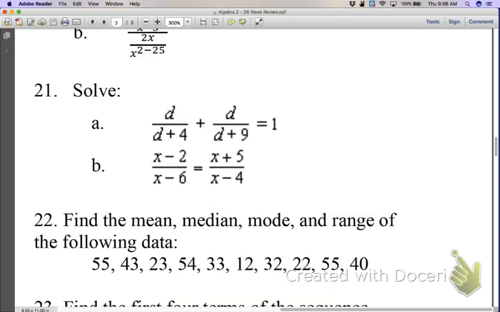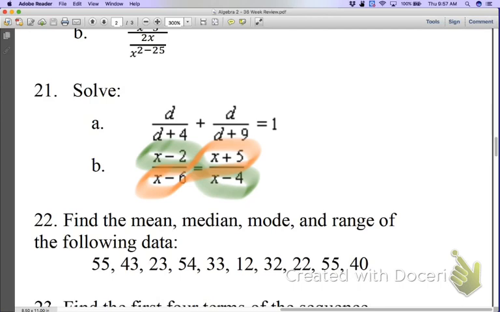B is the easier of the two because all we have to do on B is just cross multiply and go x minus 2 times x minus 4, and then do the same thing with the x minus 6 and the x plus 5. Set them equal to each other and solve for x. The nice thing about this is the x squareds are going to cancel each other. So then you're just going to be dealing with an x and then you go from there.